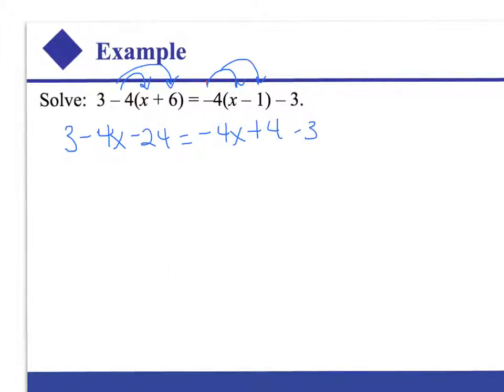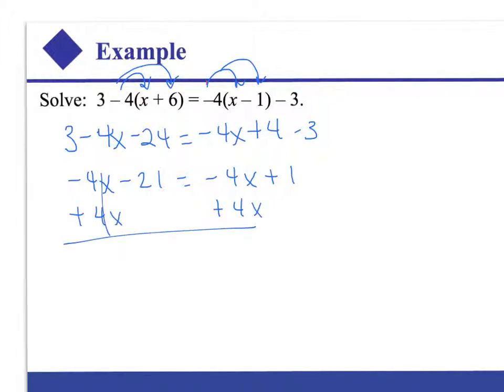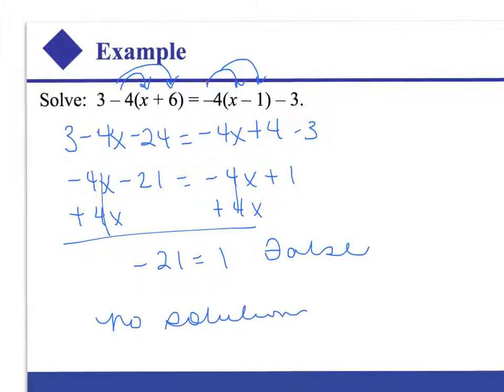We're going to gather like terms. I have negative 4x minus 21. And on the right-hand side I have negative 4x plus 1. I'm going to add 4x to both sides. And again, our x terms disappear, but this time we have negative 21 equals a positive 1. Is that a true statement? No, it's not. Very good. It's false. So our answer is no solutions. You can never solve this equation to make it balance on both sides.